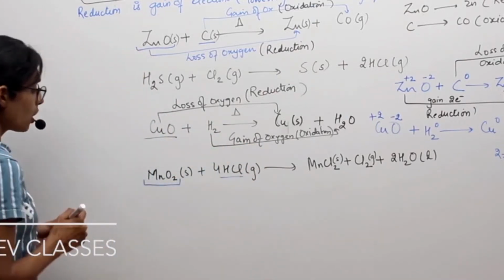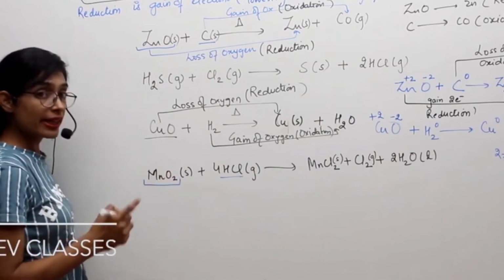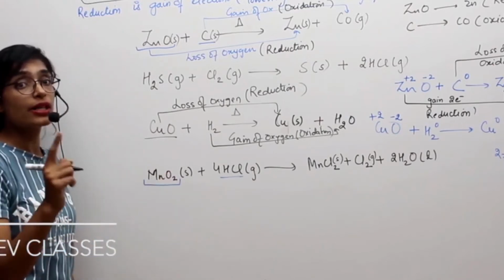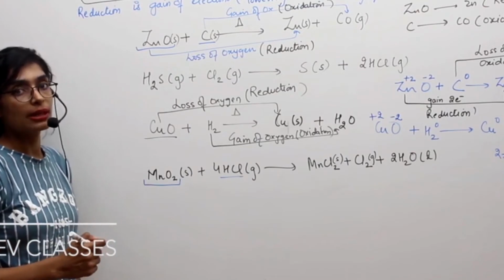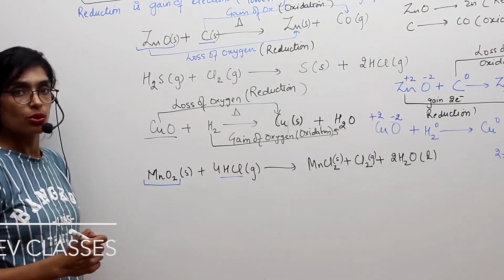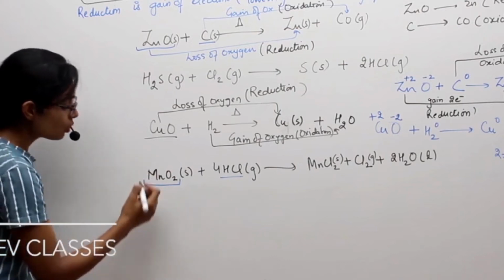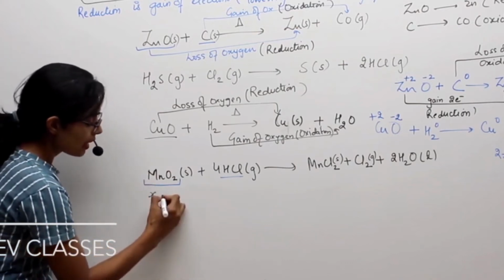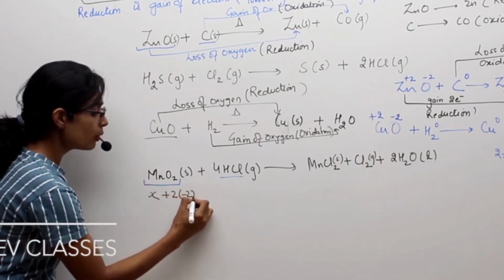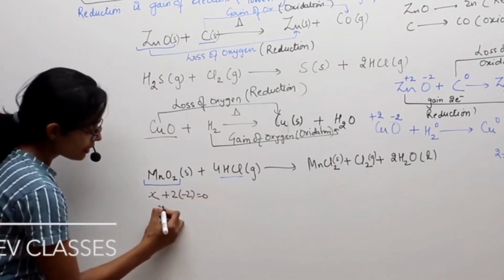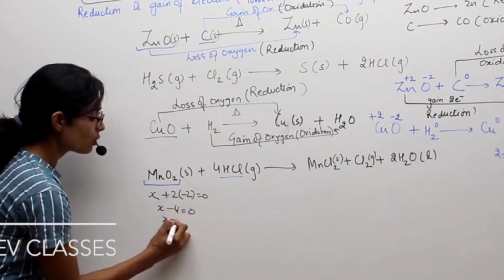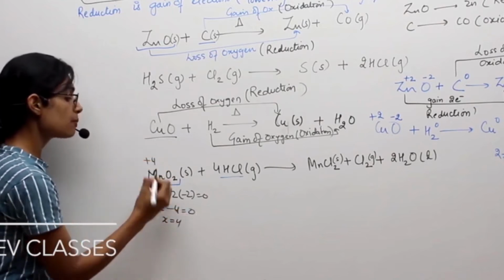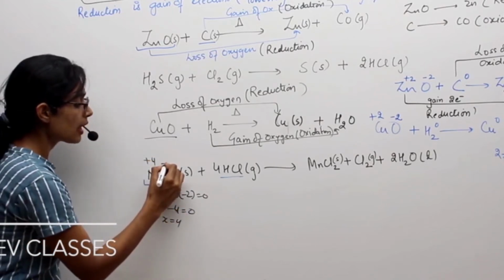So let's see. There are two oxygens over here. Each oxygen exhibits -2 oxidation state. If I have two oxygens, both will be exhibiting -2, so the total charge is -4. Assume we don't know the manganese charge, so it is X plus 2 into -2, and the overall charge is 0. So X minus 4 is equal to 0, so X is equal to 4.